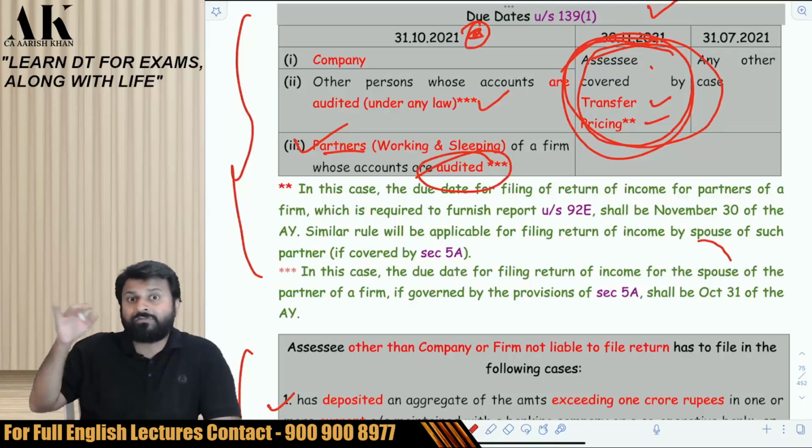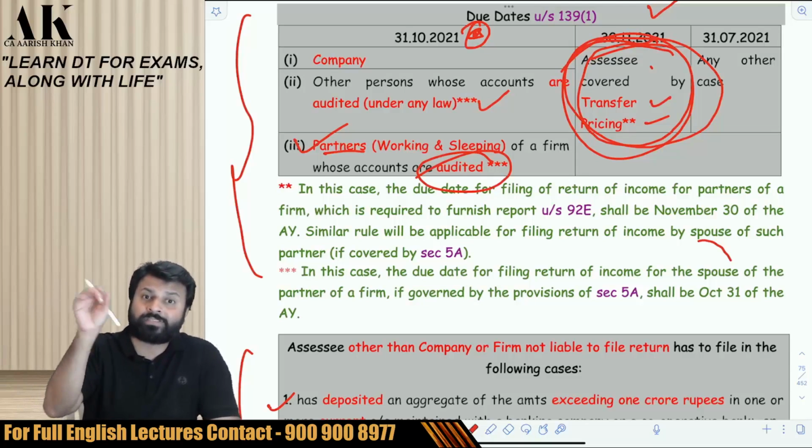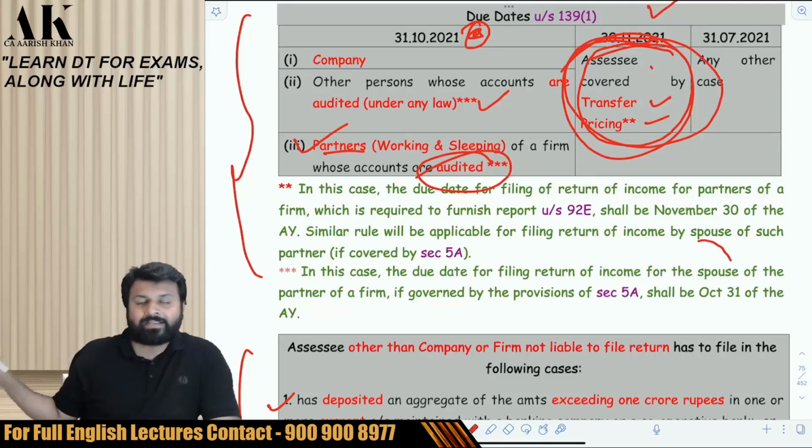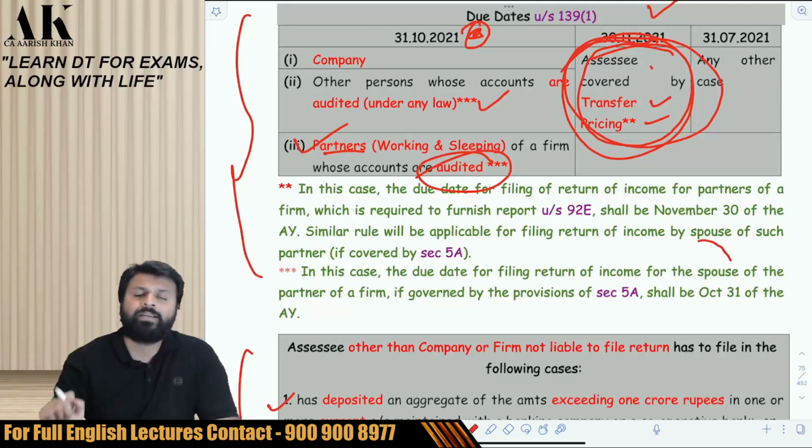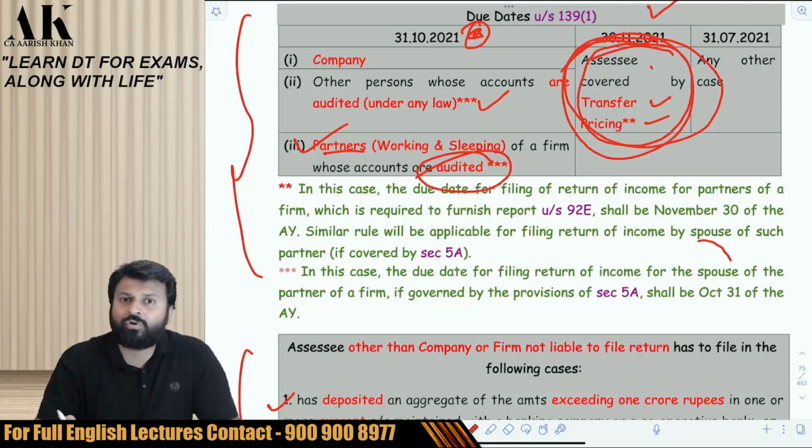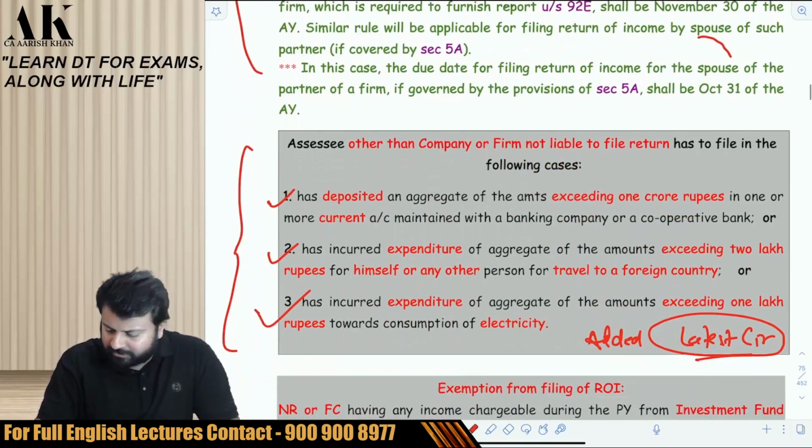What about the spouse of that particular partner who is residing in those states or union territories? Then in that case, that spouse will also file in the month of what? In the month of November. I hope it is clear to all of you. Okay, so this is what this provision is all about.